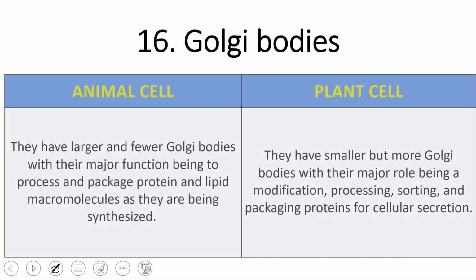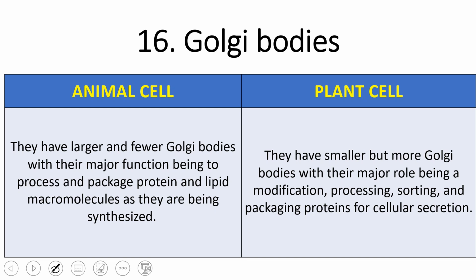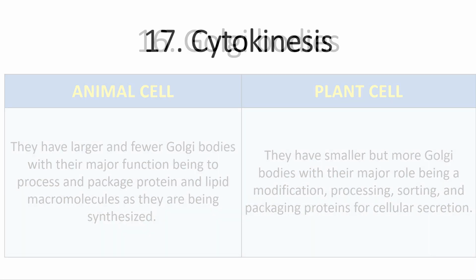Then we have another difference between animal cell and plant cell in the Golgi body. Animal cells have a few large Golgi bodies, with their major functions being to process and package protein and lipid macromolecules as they are synthesized. In plant cells, they are smaller but more numerous, with their major functions being modification, processing, sorting and packaging of proteins for cellular secretions, which go outside the cells. So in animal cells, large Golgi complexes are less in number, whereas in plants, smaller Golgi bodies are more in number.